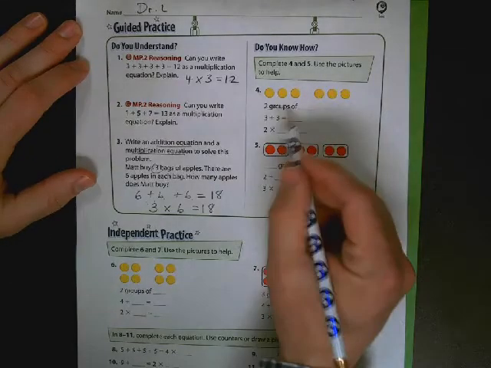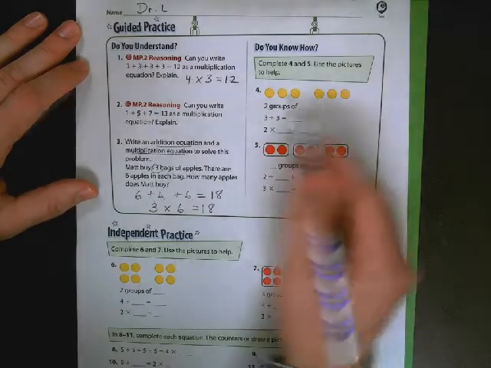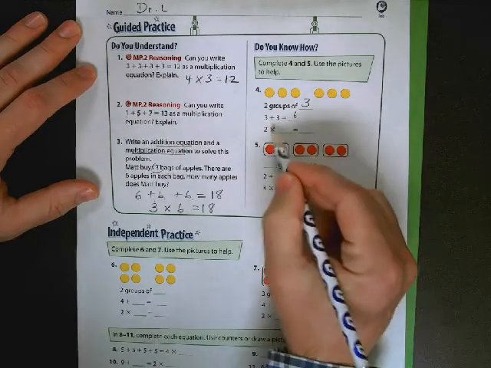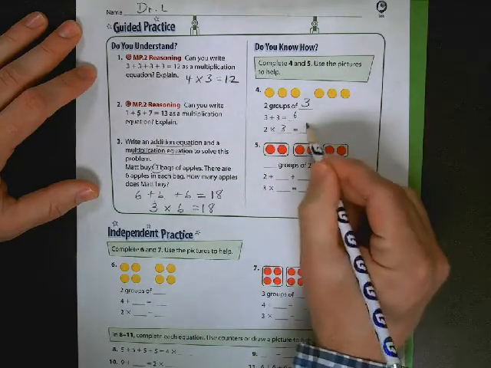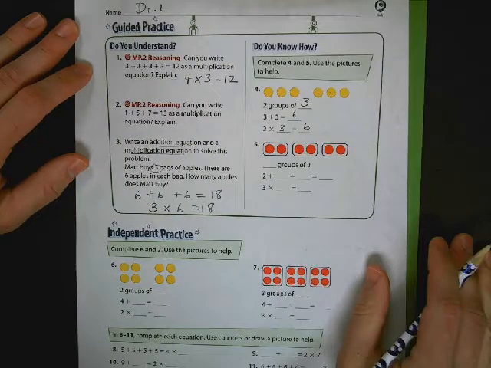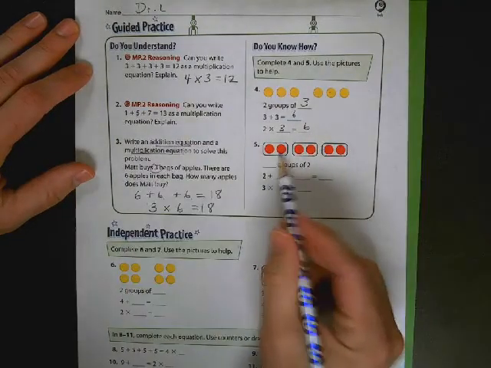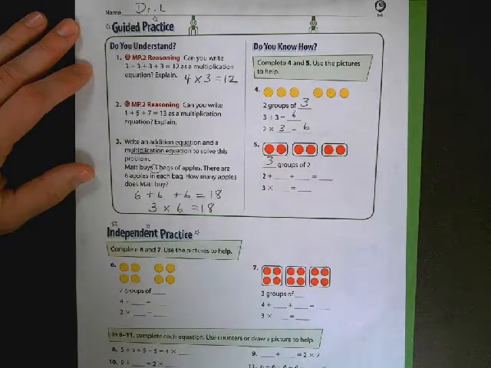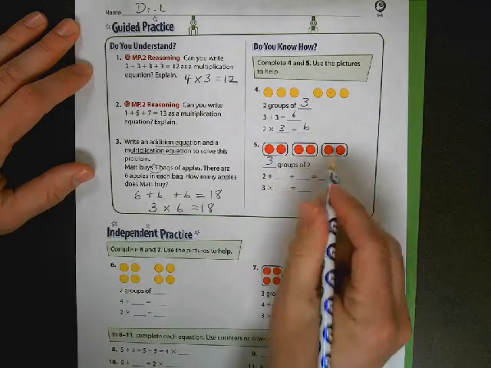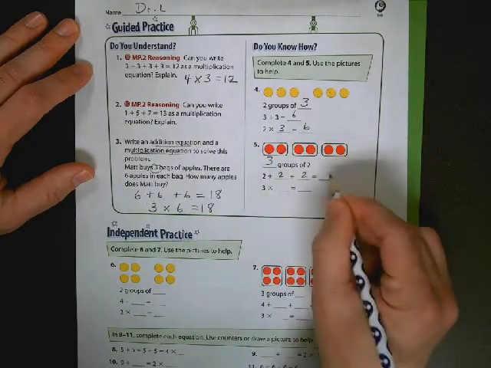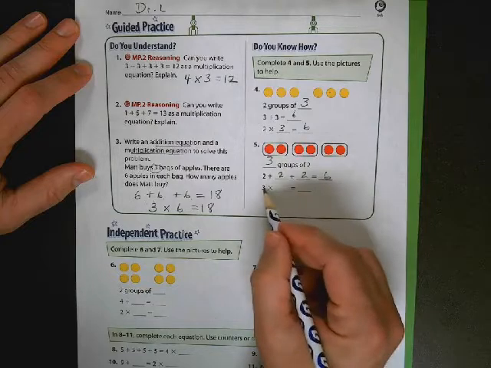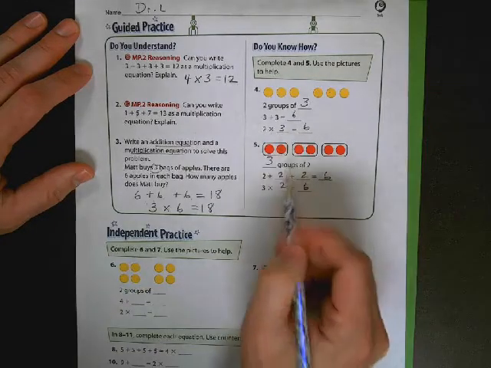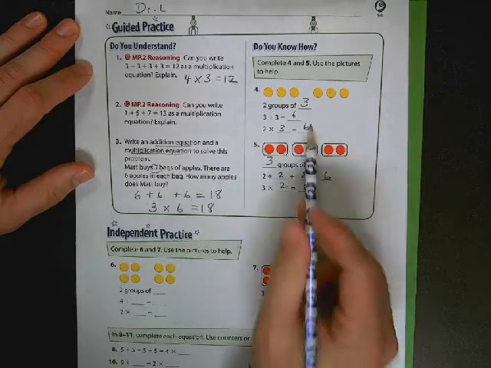So here it says 2 groups of. I have 2 groups. 1, 2, 2 groups of 3. 3 plus 3 equals 6, or 2 groups of 3 equals 6. And then down here, groups of 2. How many groups of 2? There's 3 groups of 2, which is 2 plus 2 plus 2 equals 6, and 3 groups, 1, 2, 3 groups of 2 equals 6. You can see how these two flip around. They're the same.